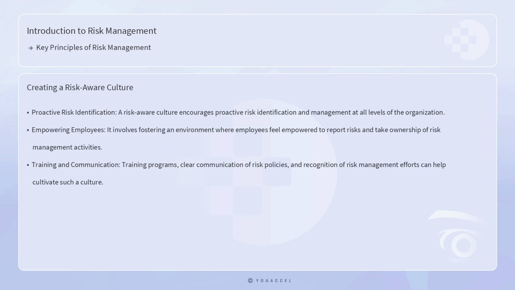The principle of creating a risk-aware culture is essential for effective risk management. A risk-aware culture encourages proactive risk identification and management at all levels of the organization. It involves fostering an environment where employees feel empowered to report risks and take ownership of risk management activities. Training programs, clear communication of risk policies, and recognition of risk management efforts can help cultivate such a culture. For instance, an airline might conduct regular safety training and drills to ensure that all employees are aware of potential risks and know how to respond appropriately.